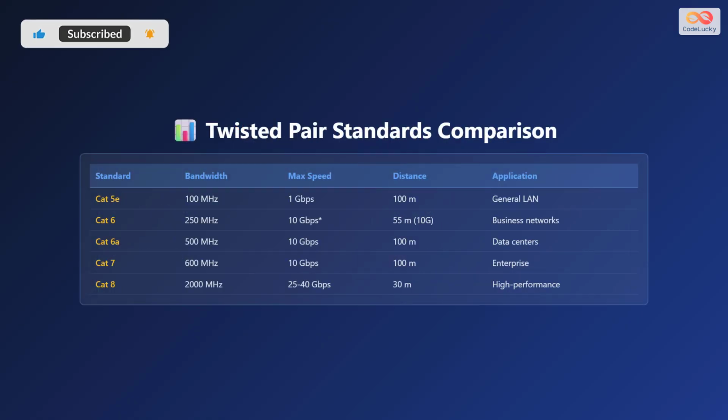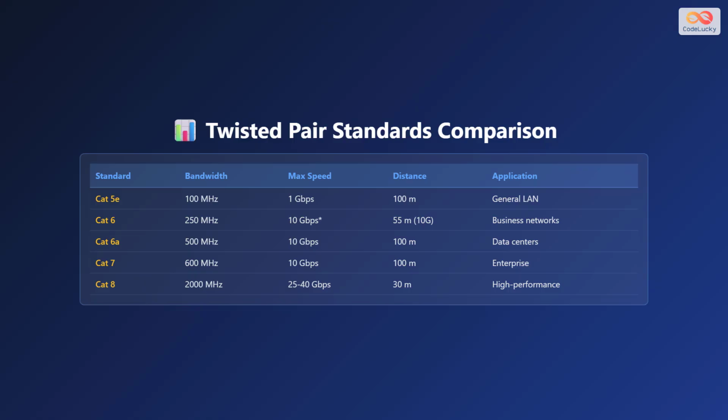Let's compare the twisted pair standards side by side. Category 5E operates at 100 MHz bandwidth and reaches speeds of 1 gigabit per second over 100 meters, making it suitable for general local area networks. Category 6 operates at 250 MHz and achieves 10 gigabit per second speeds, but only for 55 meters.